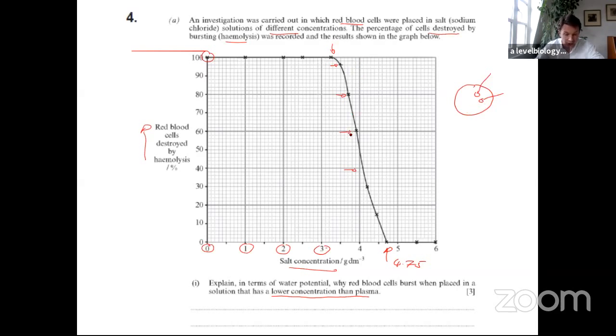The next thing they go on to ask is, how could you work out the water potential of the red blood cells? That would be the point at which half of them burst and half of them do not. So if you read off the 50% point, then you'd say it was about 4 grams per decimeter cubed. And why do they burst over a range, why don't they all burst at one point? The point is that the water potentials of the cytoplasms will vary a little bit because the red blood cells will vary.